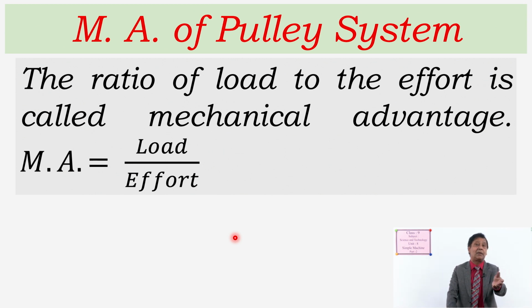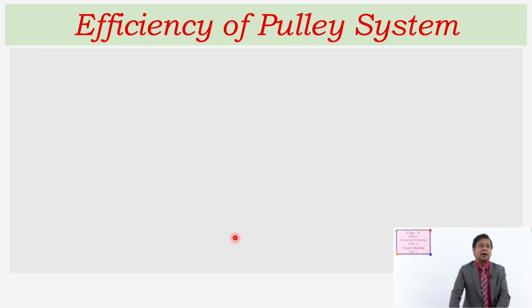If mechanical advantage is 2, it means the applied effort magnifies by 2 times. If it is 3, then we will be able to raise a 3 times heavy load by less effort. I mean to say, if 100 Newton is applied, then 300 Newton load can be raised. This is the meaning of mechanical advantage, and this is same for every simple machine, and it was taught in previous class also. Okay, let's talk about efficiency of pulley system.